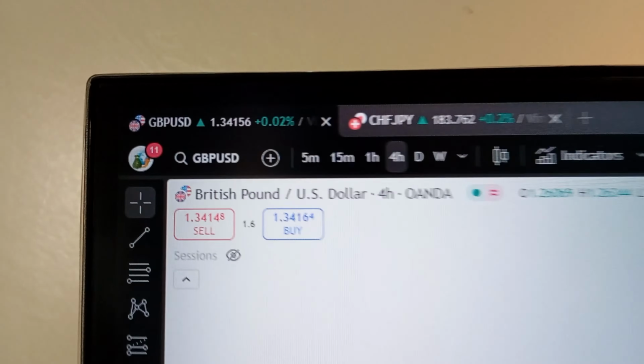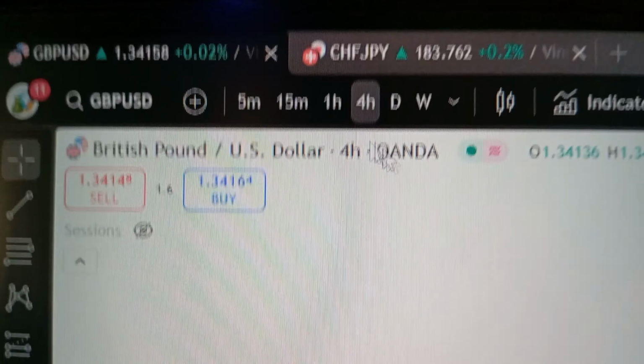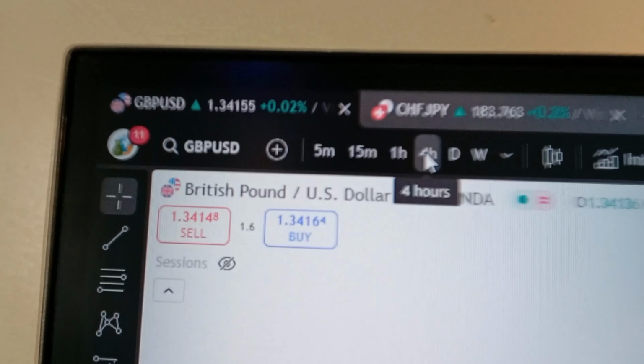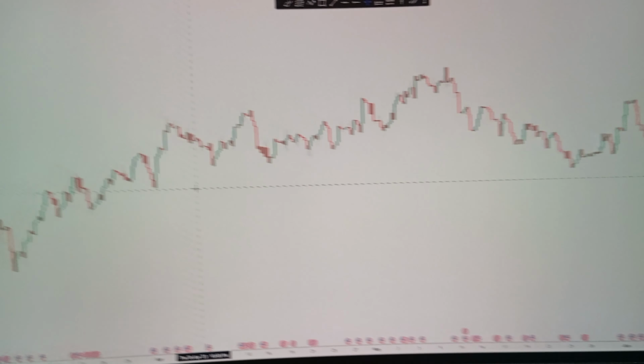Okay guys, we are now on the same GBP USD, but right now on the 4 hours time frame. You can see it, 4 hours time frame. GBP USD on the 4 hours time frame. This camera should focus, please. So this is GBP USD. Okay, so we are still on the chart.